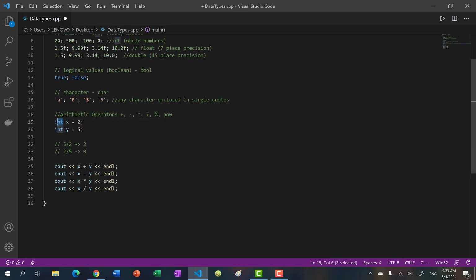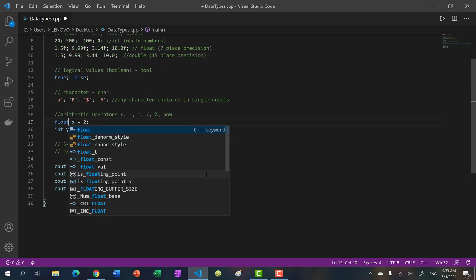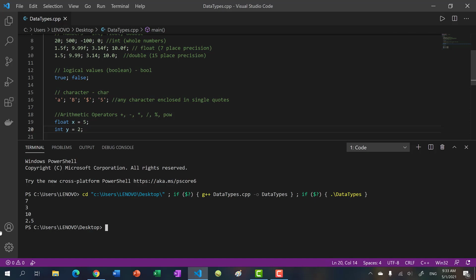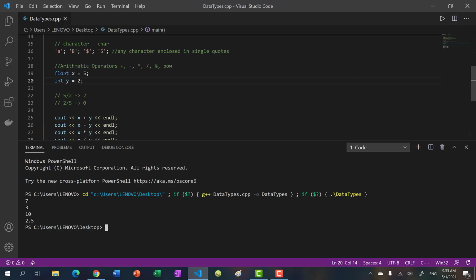Alright, now what happens if I change this to a float? Let's move this back to 5 and this one 2. Let's run our program now. And you see we get 2.5 instead. So what happened was, instead of converting this float to an int, the int was converted to a float. So you're doing 5.0 divided by 2.0, and then you can get 2.5.